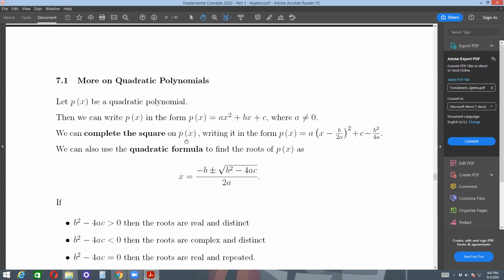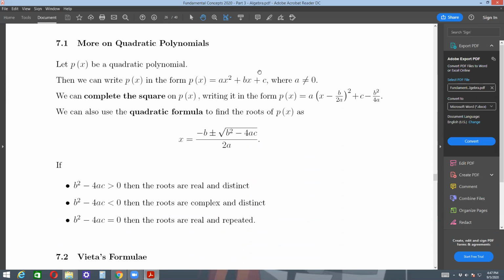All right, so just a little more discussion on quadratic polynomials. Again, the general form of a quadratic is ax squared plus bx plus c, where the first coefficient a is non-zero. If this was 0, then you wouldn't have a quadratic. You can do two things with this. You could complete the square. I hope everybody knows how to complete the square. And then you can also look at the quadratic formula to get the solutions. This term inside here is called the discriminant, b squared minus 4ac.